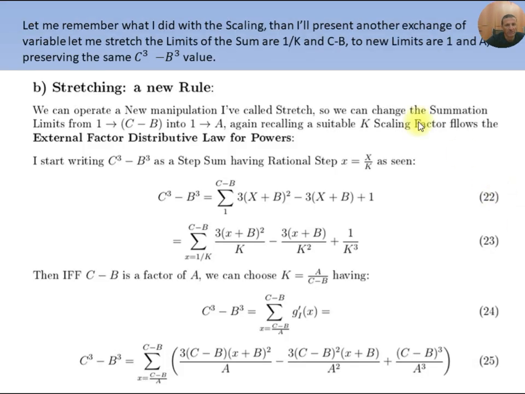So let me remember what I did here with the scaling. The property of the k invariance is called scaling, and then I present the other exchange of variable. Let me stretch the limits of the sum, 1 over k and c minus b, to the new limits 1 and a, having the same c cube minus b cube result for the sum. So the first part is scaling, the second one is the stretching.